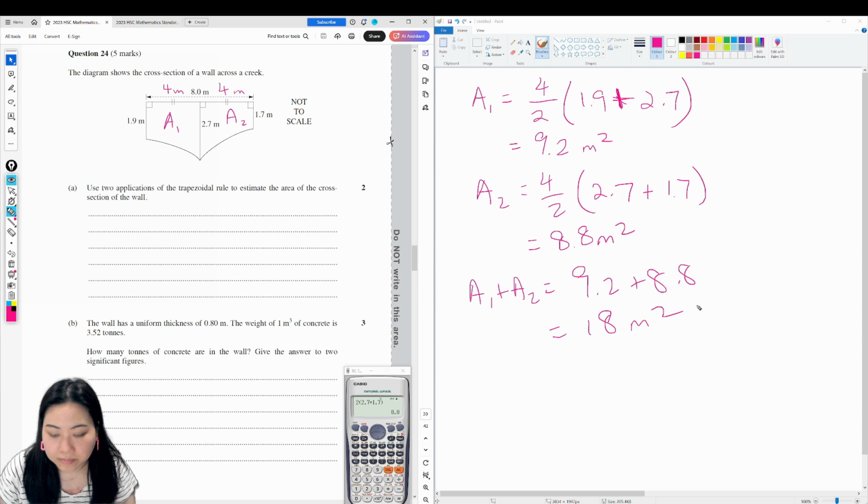Then B. The wall has a uniform thickness of 0.8 meters. The weight of 1 cubic meter of concrete is 3.52 tons. How many tons of concrete are in the wall? Give your answer to 2 significant figures, with 3 marks. I see what they're saying. They're saying that this wall has a thickness of 0.8 meters.